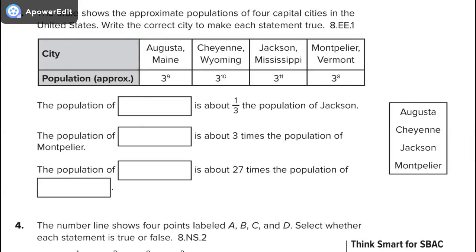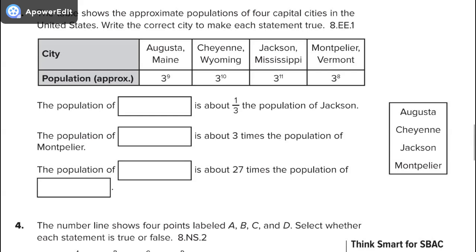The table shows the approximate populations of 4 capital cities in the United States. Write the correct city to make each statement true. We have the table. The first column is city. We have Augusta, Maine; Cheyenne, Wyoming; Jackson, Mississippi; Montpelier, Vermont; and following that is their population.